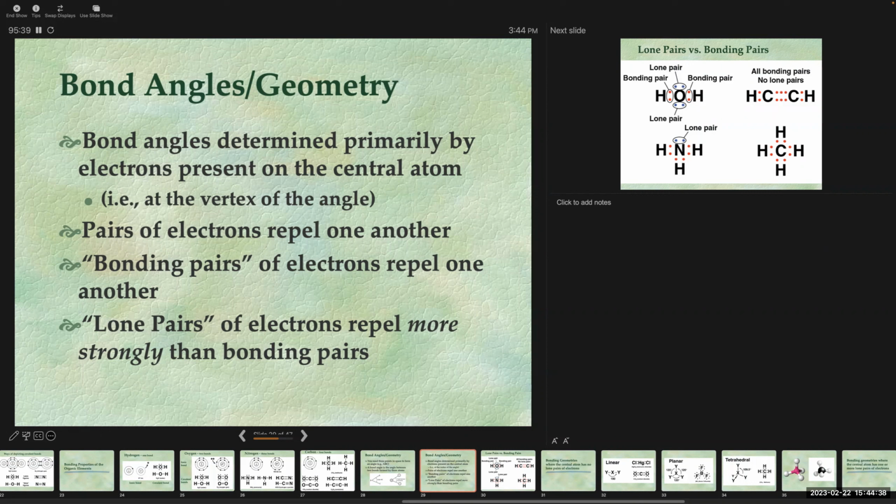And the pairs of electrons that are involved in bonding, what we call bonding pairs, so the electrons that are being shared by two atoms to form a bond, those bonding pairs of electrons tend to push one another apart. But there are also some other pairs that we call lone pairs, and I'll describe what those are in just a minute. The lone pairs actually push even harder. They repel one another even more than the bonding pairs do. So let's talk about what's a bonding pair and what's a lone pair, and how does this have anything to do with the geometry of bond angles?